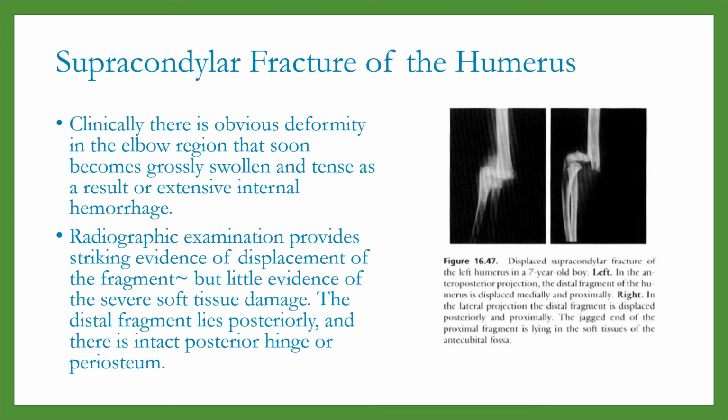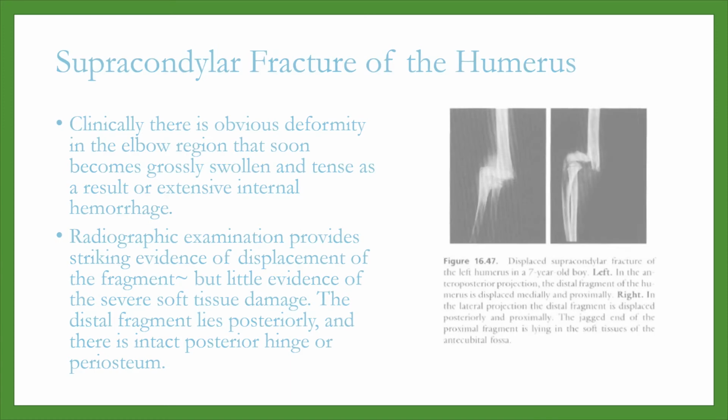Figure 16.47 displays a supracondylar fracture of the left humerus in a 7-year-old boy. Left, in the anterior-posterior projection, the distal fragment of the humerus is displaced medially and proximally. Right, in the lateral projection, the distal fragment is displaced posteriorly and proximally. The jagged end of the proximal fragment is lying in the soft tissues of the antecubital fossa.